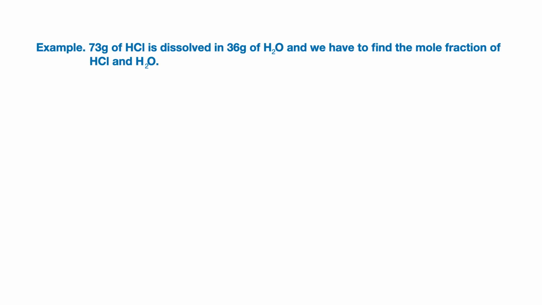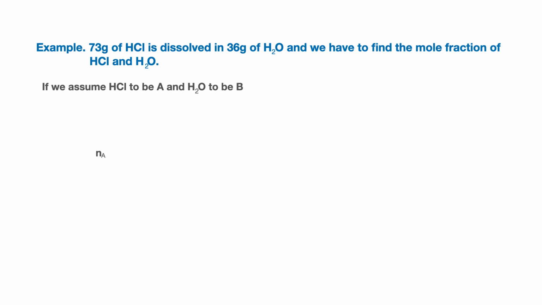Now let us take an example to explain the mole fraction. Suppose we take 73 gram of HCl and we are dissolving it in 36 gram of water. And we have to find the mole fraction of both HCl and water. If I assume HCl to be A and water to be B, first of all I will have to find the number of moles of A, that is HCl.